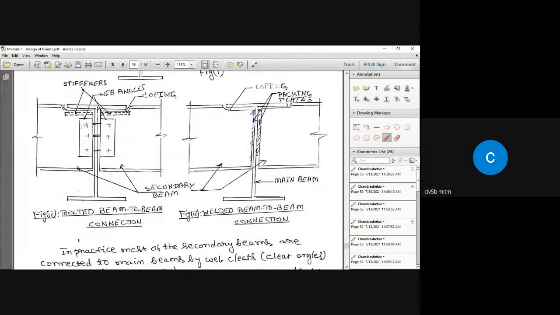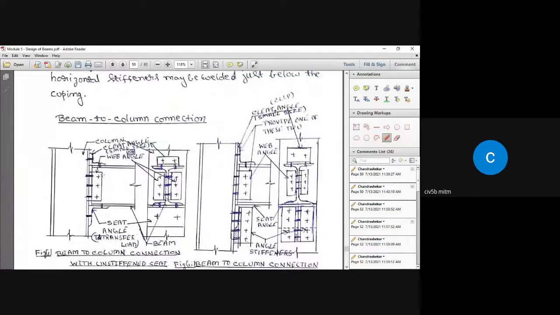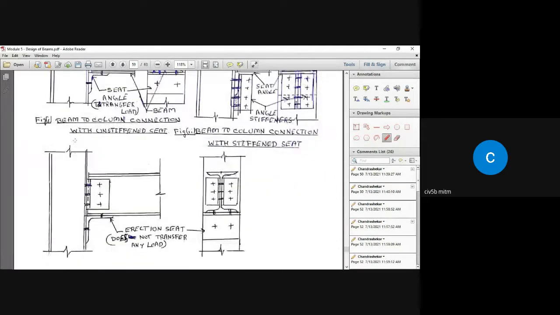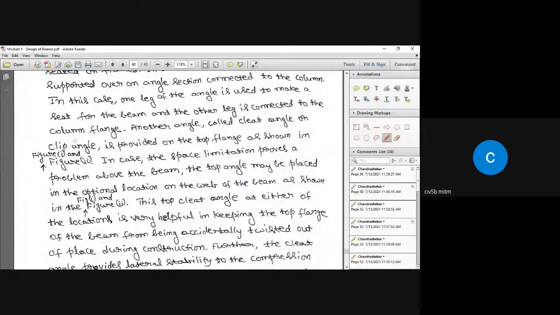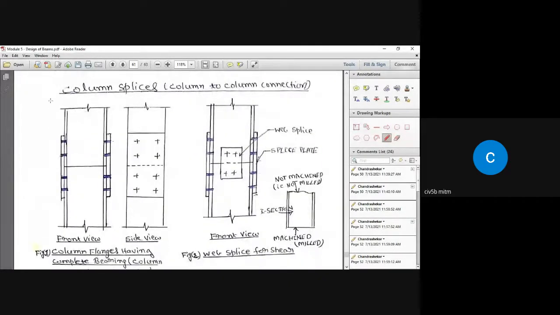Then again beam to beam connection, there is another case, bolted and also welded condition. Afterwards, beam to column connection, where the beam is coming and sitting on a column through the connection and transferring the load. Similarly, one more beam to column connection, which I am going to explain in the next class. And after this comes column to column connection.